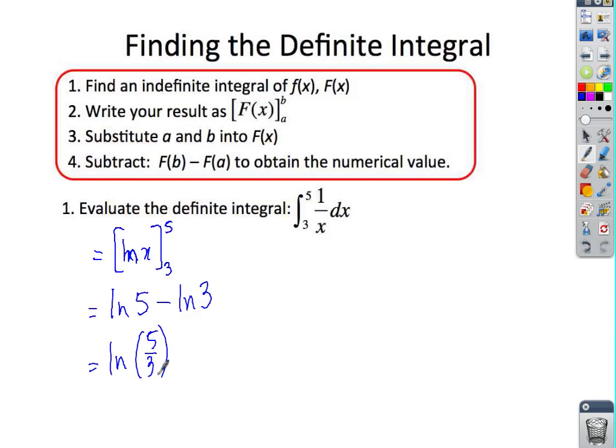But basically, right there, those are the steps to find the definite integral. It's that easy. Obviously, the functions can get more involved, a little bit more complicated, but for the most part, it is this easy.